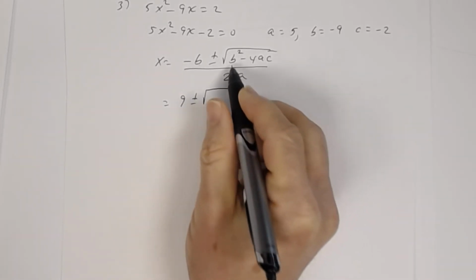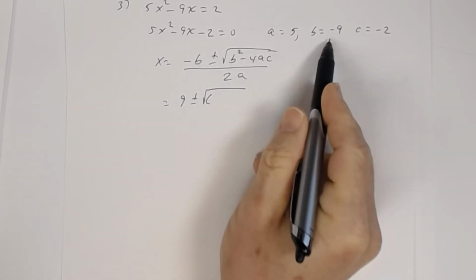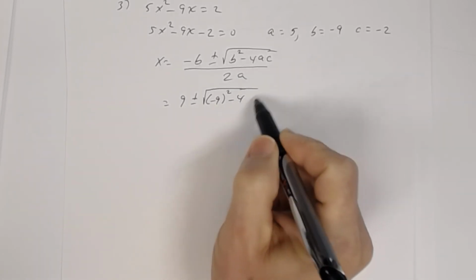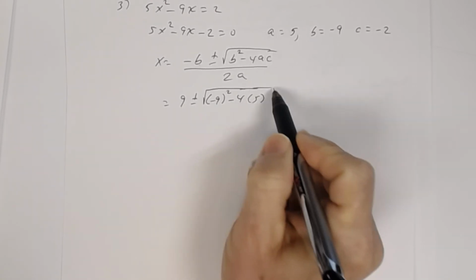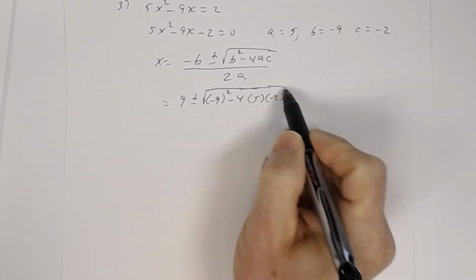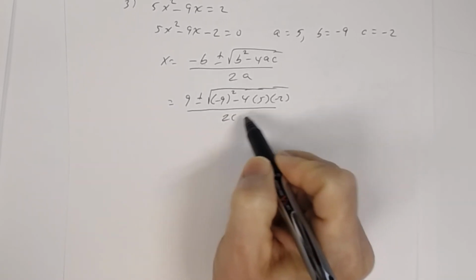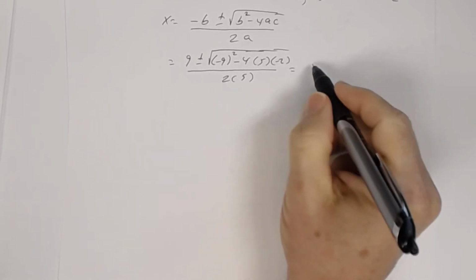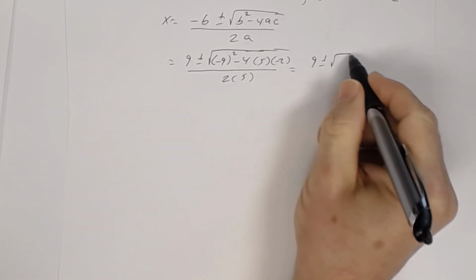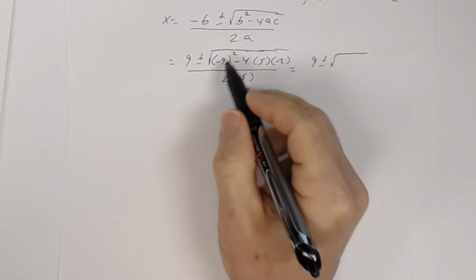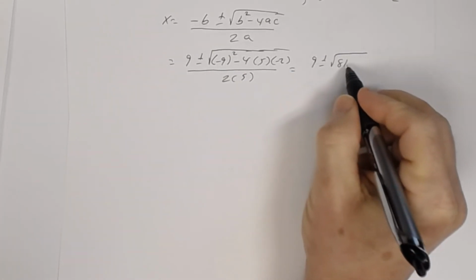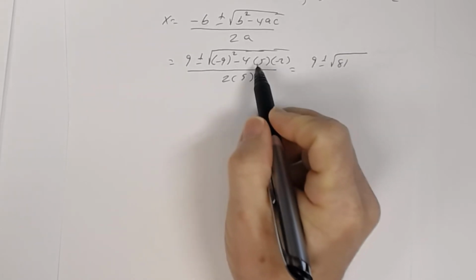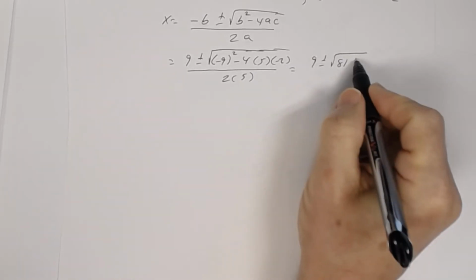Plus or minus the square root of b in parentheses, negative 9, I'm squaring that, b squared, minus 4 times a, which is 5, times c, which is negative 2, all divided by 2 times a, and a is 5. And so now I have 9 plus or minus the square root of negative 9 times itself, which is a positive 81. All right, now be careful here. You see how you have a negative times a positive times a negative? So we're going to get a positive here.